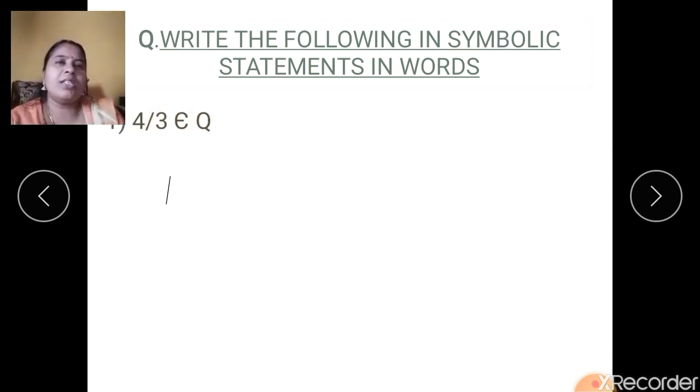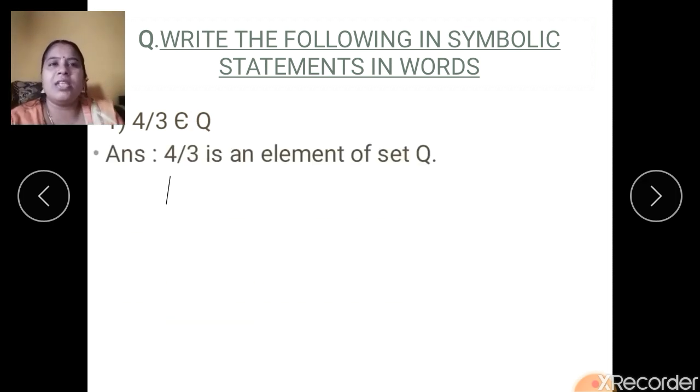What does this symbol indicate? It means belongs to. It is an element of the set, or 4 upon 3 belongs to. When I want to use the word belong to, I will use this symbol which is put here, right? So how to write it in words? As easy as 4 upon 3 is an element of the set Q, or 4 upon 3 belongs to the set Q.